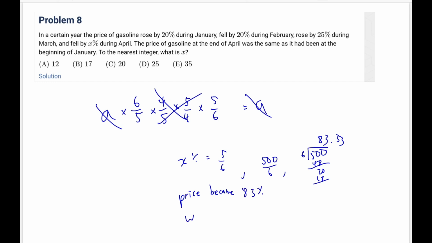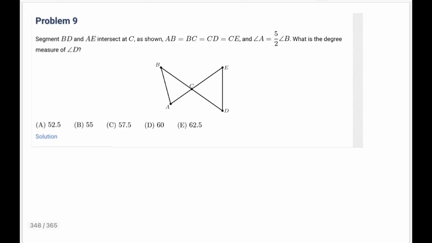So it went down 17%, right? And x is how much it fell, right? So the answer is 17%. The answer is B. Number 9, BD and AE intersect at C as shown.